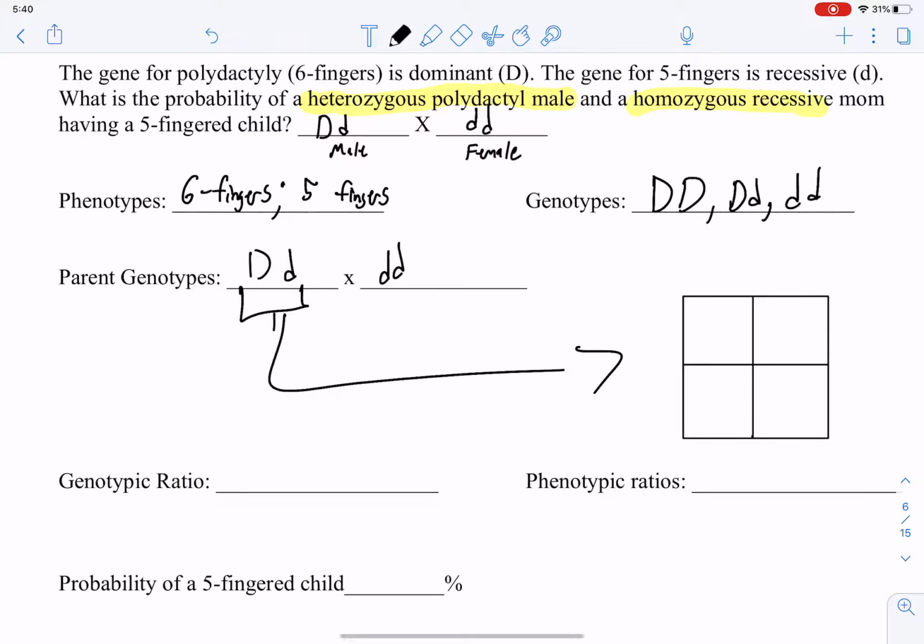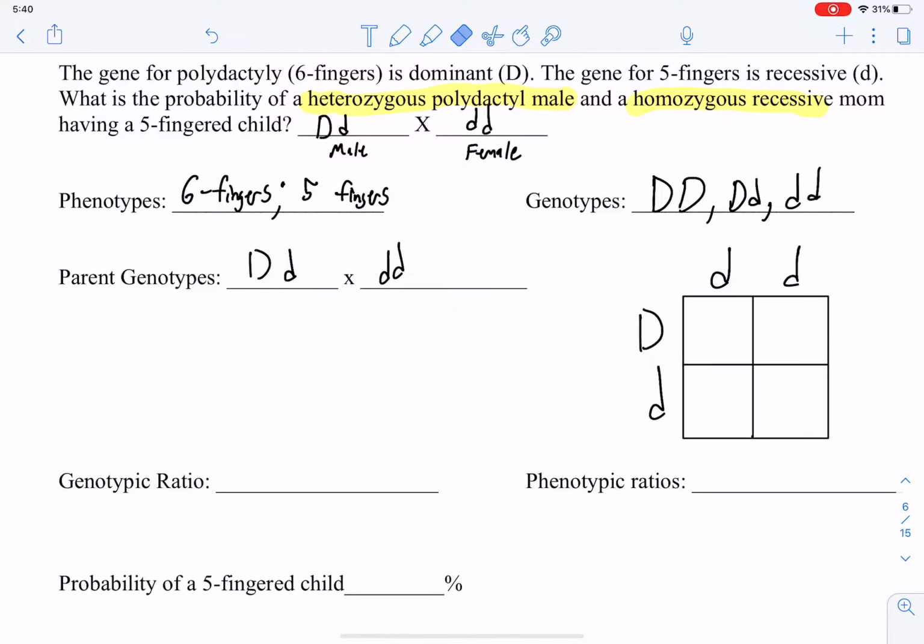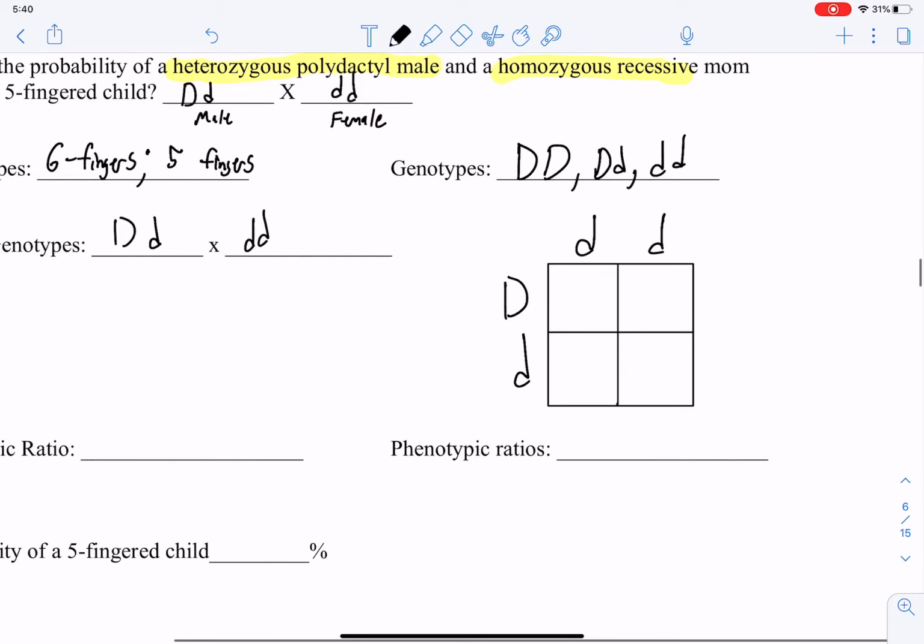to the side. And you want to put one on the top and one on the left. Each allele going in one square, or above one square. So we'll say the mom goes on the top, and then the dad is on the left here. Once we do that, we can go ahead and just fill out this Punnett square.